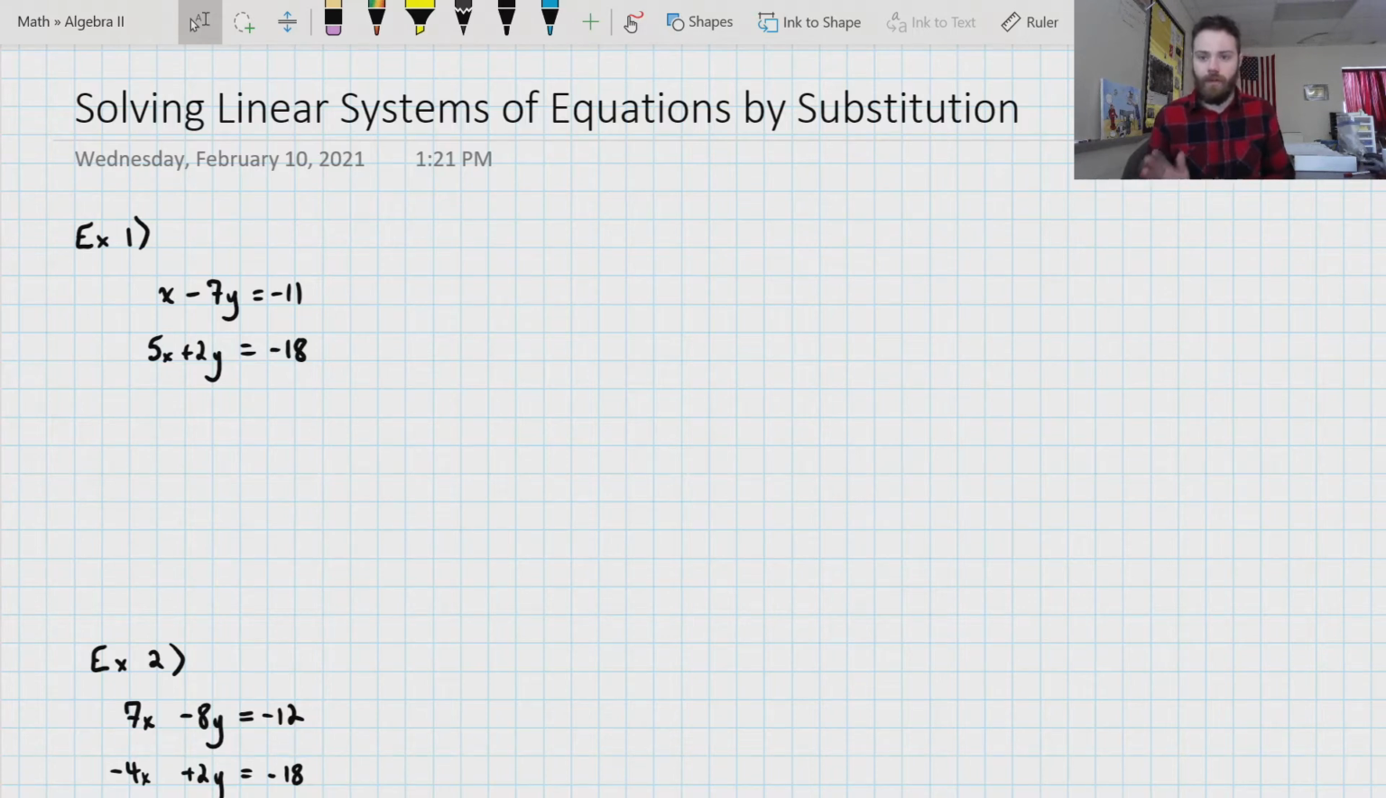So the last video that should be in this unit is solving linear systems of equations by graphing. So we're going to go with substitution today. And I've got 3 examples.